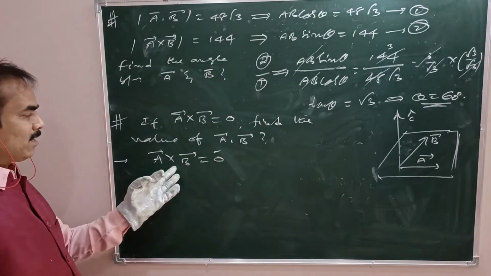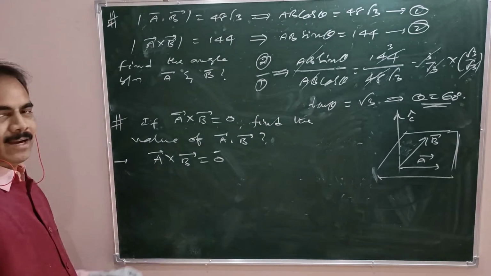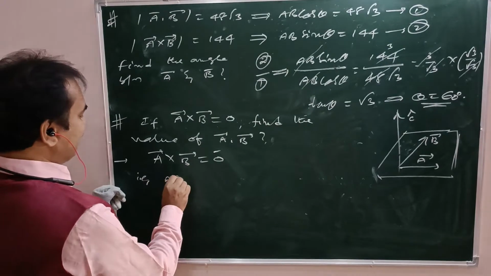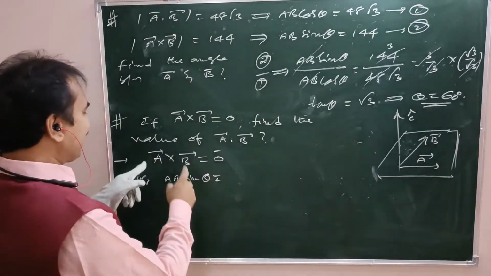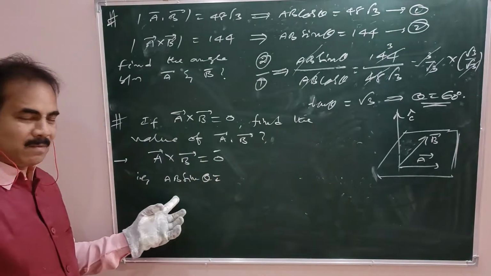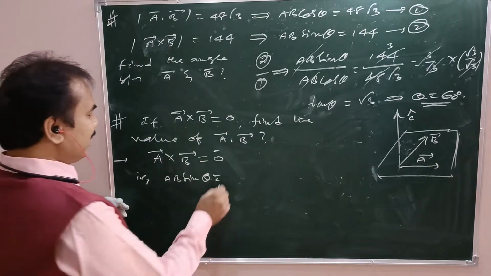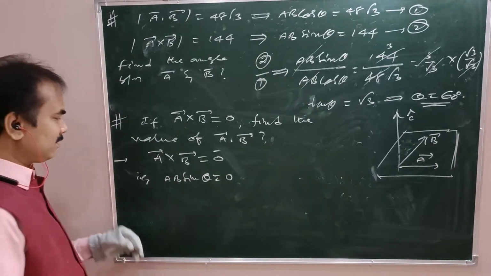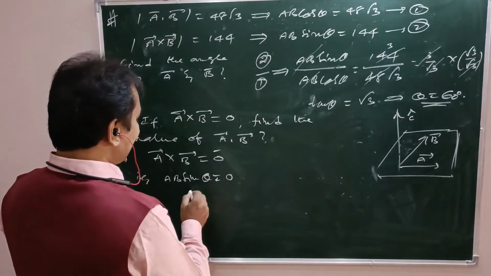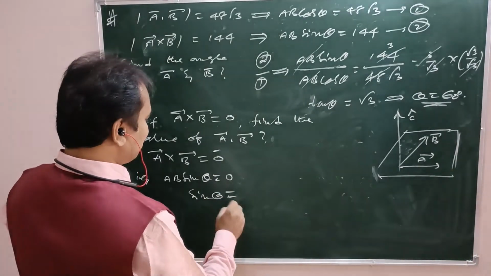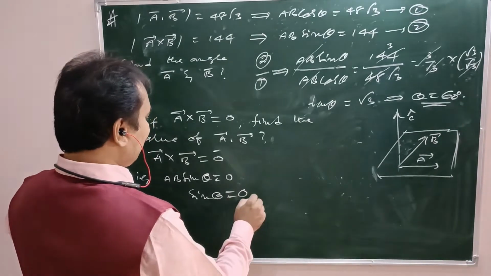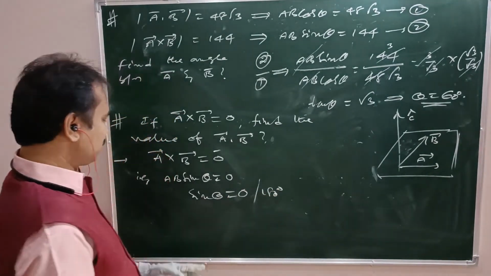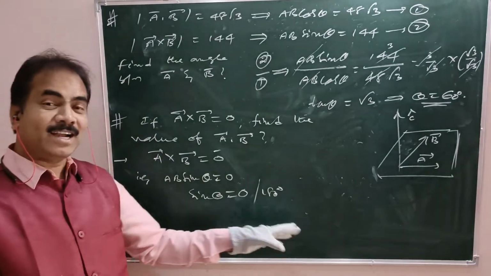A bar cross B bar equal 0 bar. That is null vector. Take modulus. That is AB sin theta. If I take modulus, mod of A bar cross B bar is AB sin theta, that equal to 0. AB sin theta is 0 means what about sin theta? Sin theta equal to 0 or 180 degrees. Why? Because sin 0 is 0, sin 180 also 0.